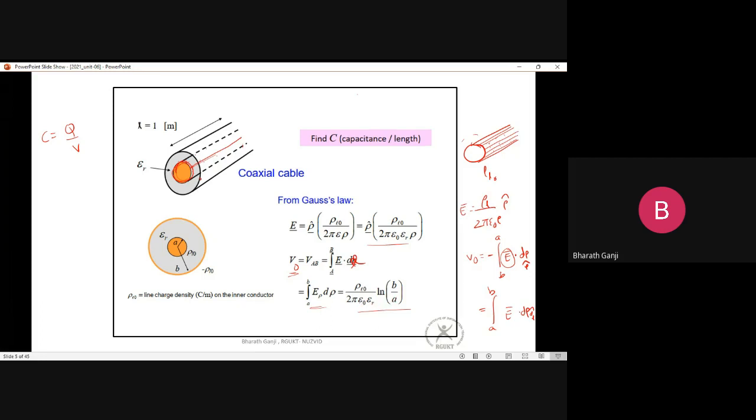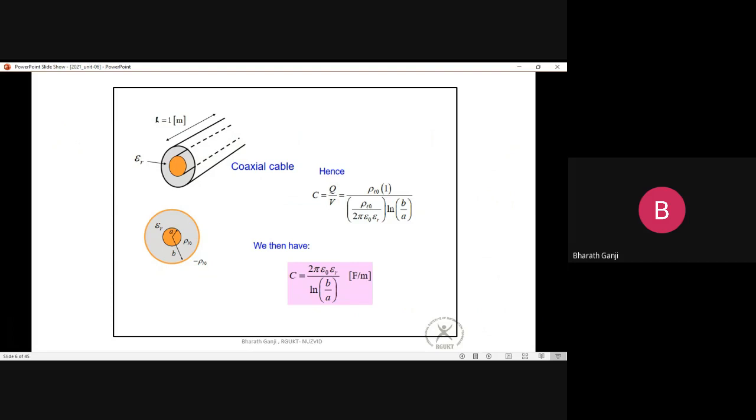So this is your potential function which you have. Once we have the potential, how do you calculate the capacitance? Capacitance is nothing but the total charge divided by the potential. So what is the total charge on this region?